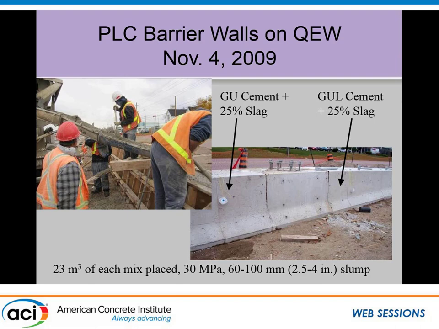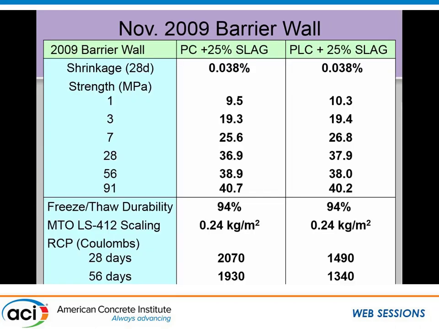Looking at a 3 to 4 inch slump. And just to show you, again, these are the two mixes, the limestone cement on the right, the straight Portland on the left, with the same slag equivalency. The mixes were nominally identical except for the cement that we put into it.